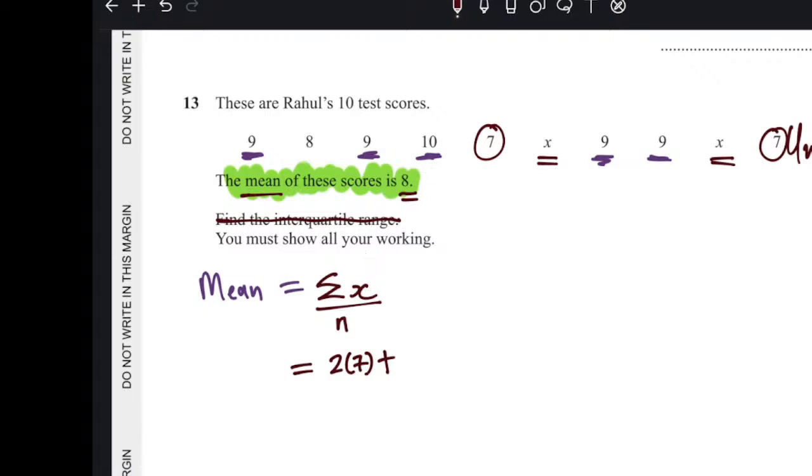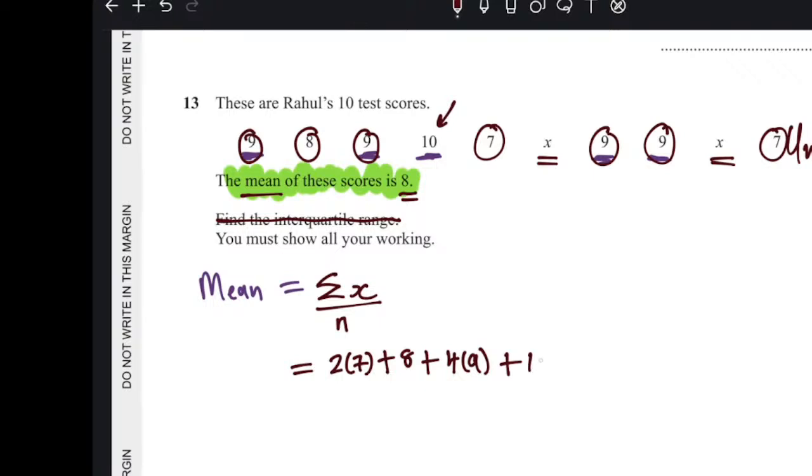We look at the 8s. How many 8s do we have? We only have 1. So plus 8. Plus the next number is 9. How many 9s do we have? 1, 2, 3, 4. So plus 4 9s. Plus, we go again. What's the next one? 10. How many 10s do we have? We only have 1. So plus 10. Are we done? No. We are not done.